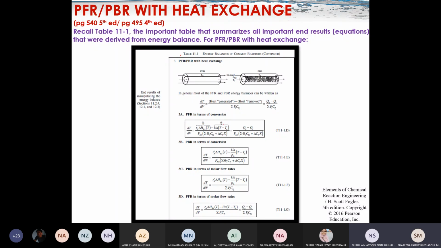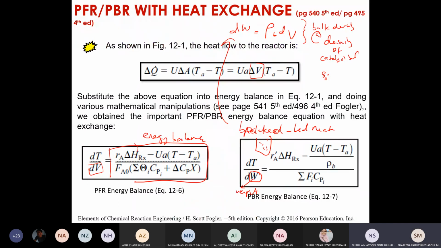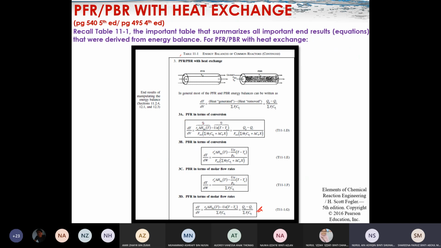Okay, so at the end inilah yang kita nak tengok. Okay, so this represent the Q generated. This one is heat Q generated. This one is the heat Q removed. Okay, that's why the minus here. So that's why we have a QG dengan QR. Ni generated and this is removed. So dia dapat benda ni lah at the end.